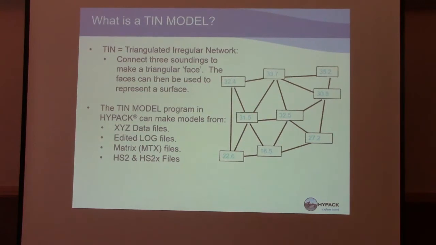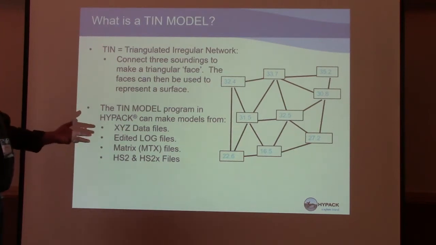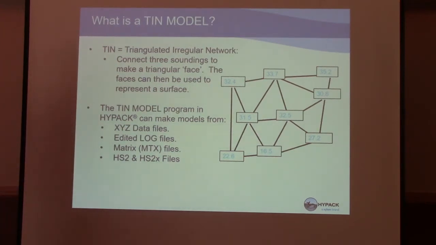So what is a tin model? TIN stands for triangulated irregular network. Connect three soundings to make a face, and then that's the surface, and it gets the depth in the middle of the surface, and that's how it colorizes it. Tin model program can make files from these 4 items. You can't do it with raw data, you can't do it with JSF data, you have to have one of those 4 files: XYZ data, log files, matrix files, or HS2 formatted files.